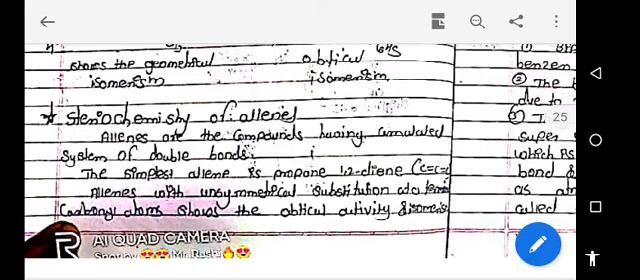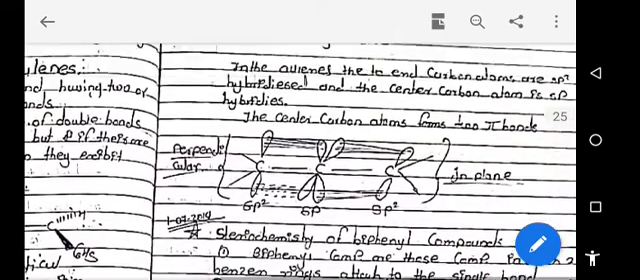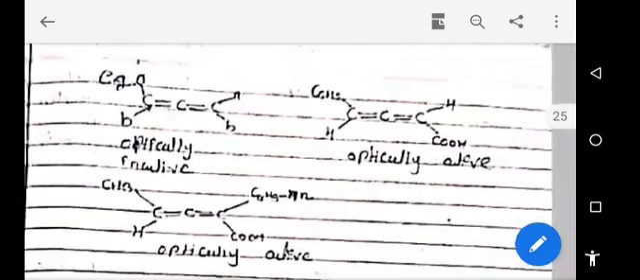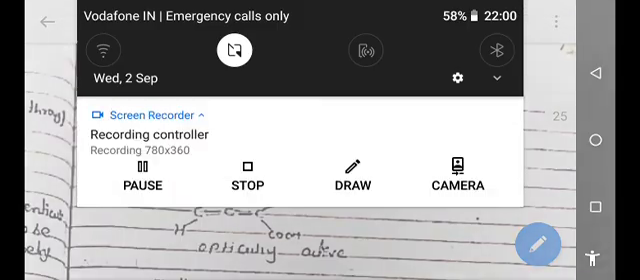Allenes with unsymmetrical substitutions show optical activity. Optically inactive means having a plane of symmetry. If it does not show any plane of symmetry or axis of symmetry, that is, the symmetry element is absent, then it is optically active. In this case A and A are the same, B and B are the same, that's why a plane passes through, and it is optically inactive.